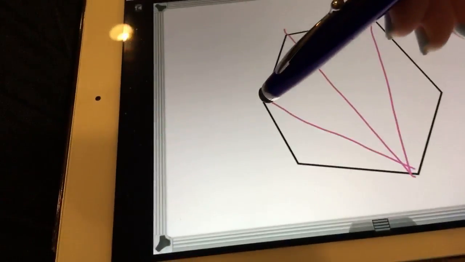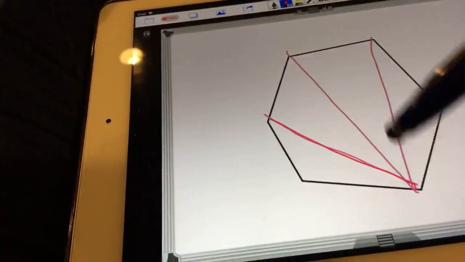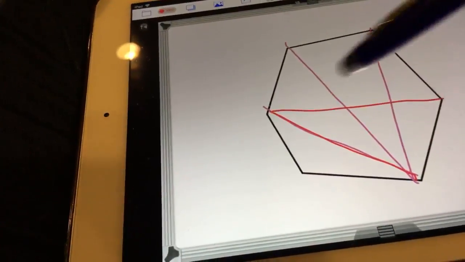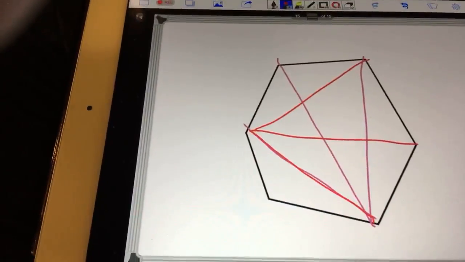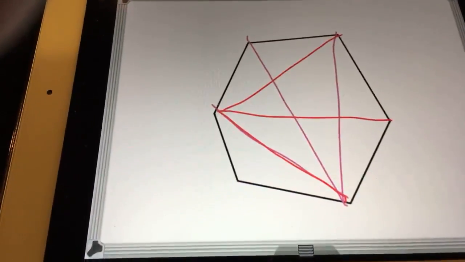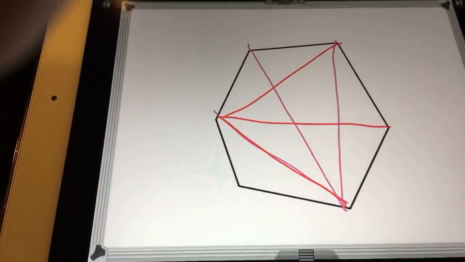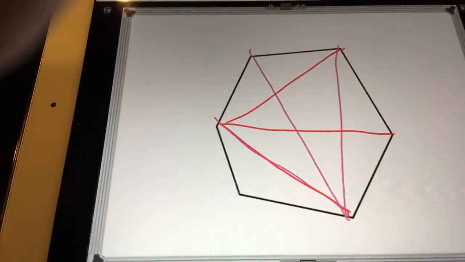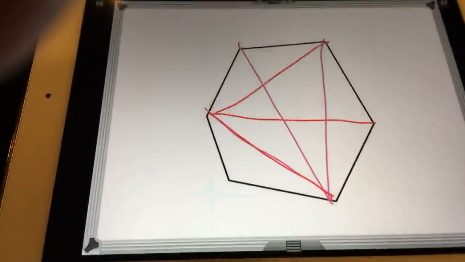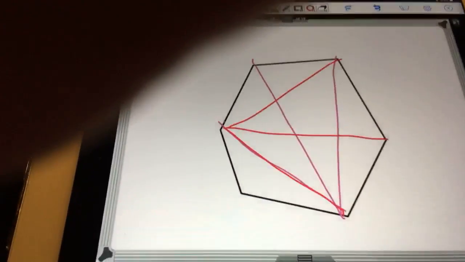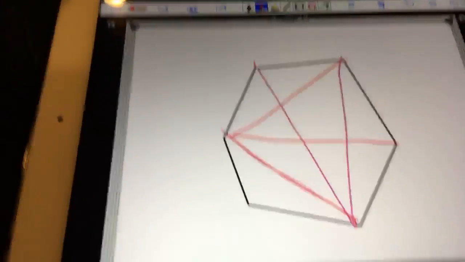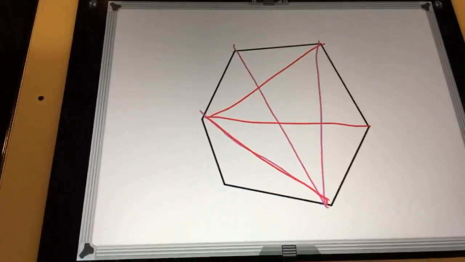Because when I get here, one of those diagonals is repeated. And as I go around doing it for the entire polygon, I'm going to end up having twice the number of diagonals that I should. So that's why I do the divided by 2.